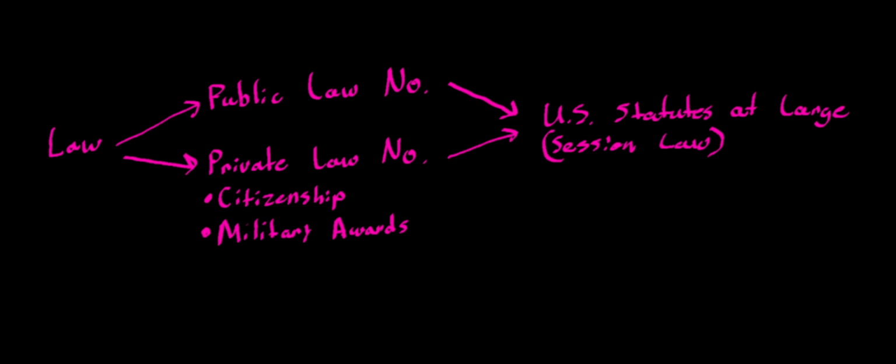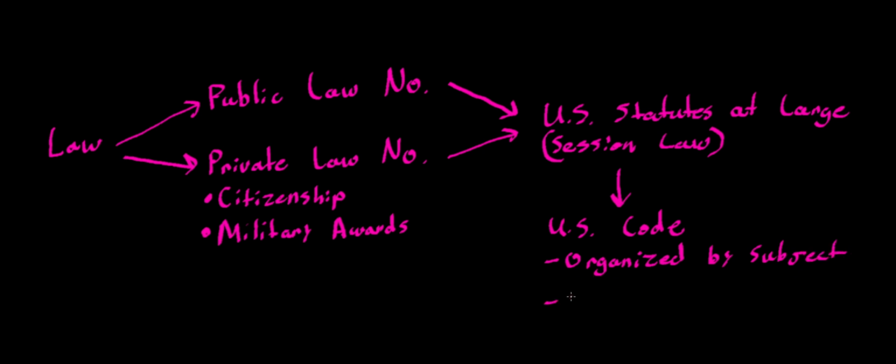So to make law easier to research, Congress pays lawyers to go organize the statutes at large into something known as the U.S. Code. And the U.S. Code is organized by subject matter, and it is edited to remove repealed laws. So the takeaway from this process is that statutory law has two forms.